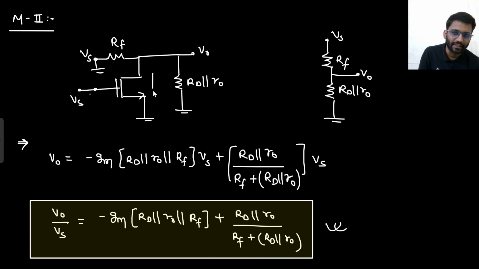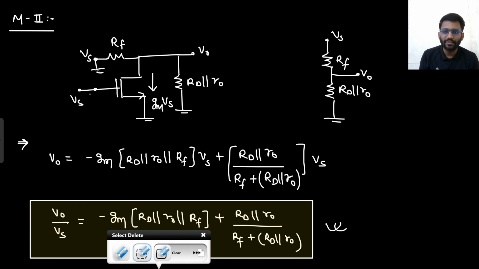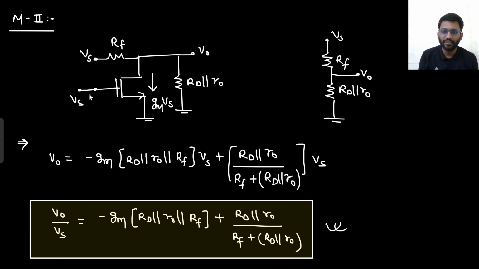The current will be gmVs. The gmVs current will be flowing through the resistance Rd parallel with R0 parallel with Rf. So the gain would be minus gm into Rd parallel with R0 parallel with Rf. That's it. Then we consider only this Vs. Now this Vs will be shorted.